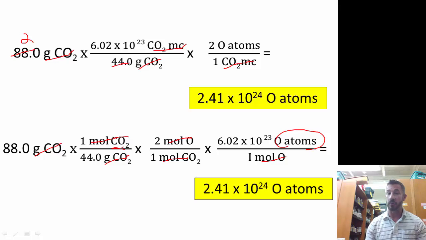So that's how you go from grams in a compound to atoms in a compound. And you should also be able to go in the opposite direction, which would basically flip everything over.